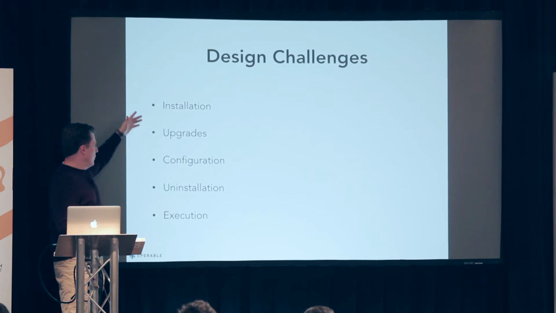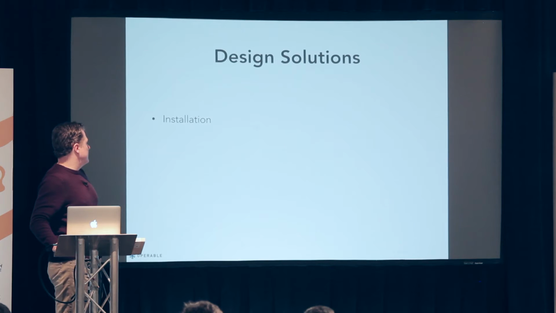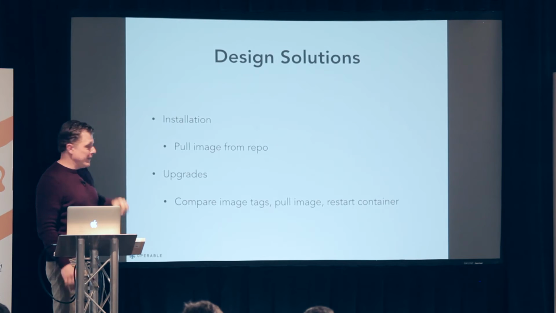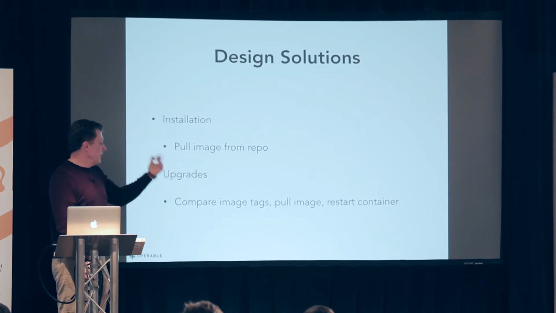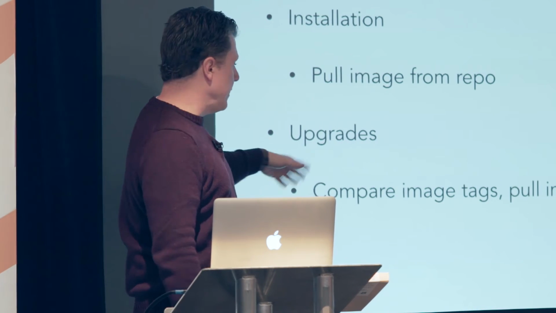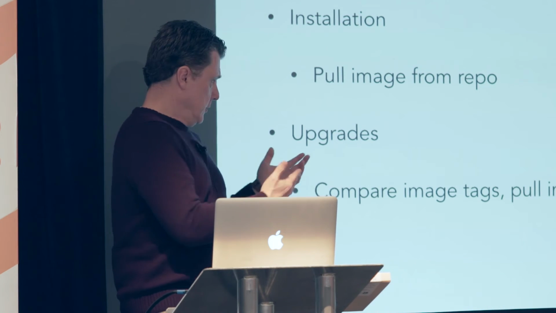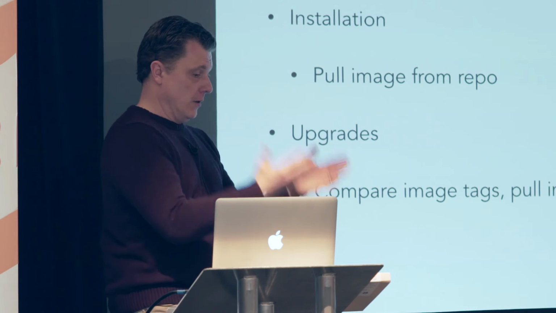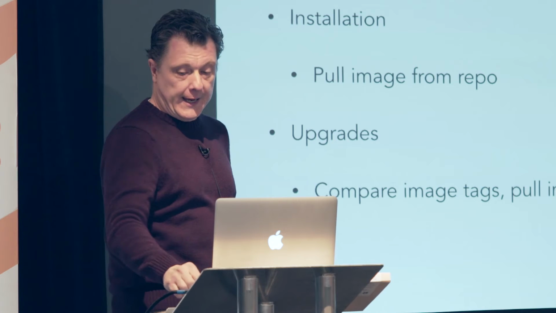So for us, we looked at all this and we're like, Docker solves a lot of these problems for us. Installation? Well, you can just pull an image from a repo. Upgrades? You can compare image tags and pull the image if you've got an older version, and restart the container. You can query the repo to find out what set of tags belong to a repo. And so as long as you're following some sane semantic versioning scheme, it becomes pretty easy to reason about: I have version X, Y is available, is Y newer or older than what I currently have?